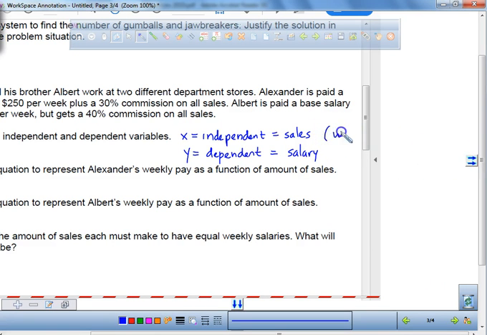So sales is what they sell, the brothers, okay? And the salary is how much they earn in a week, okay? So I'm going to put weekly. You guys know it's dealing with weekly sales, and this is not monthly. This is a weekly salary. So weekly sales and weekly salary.